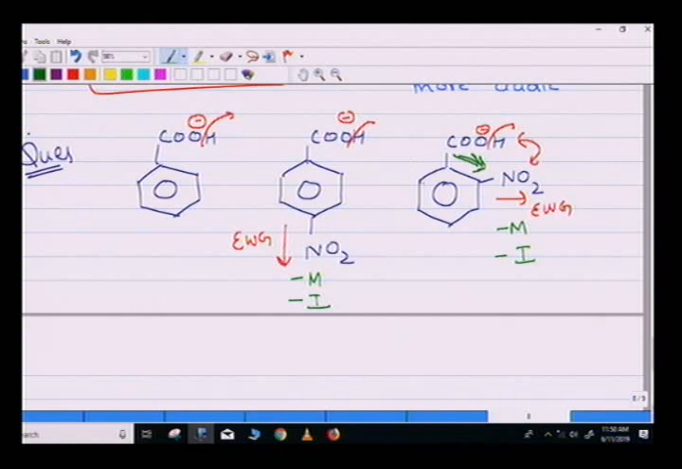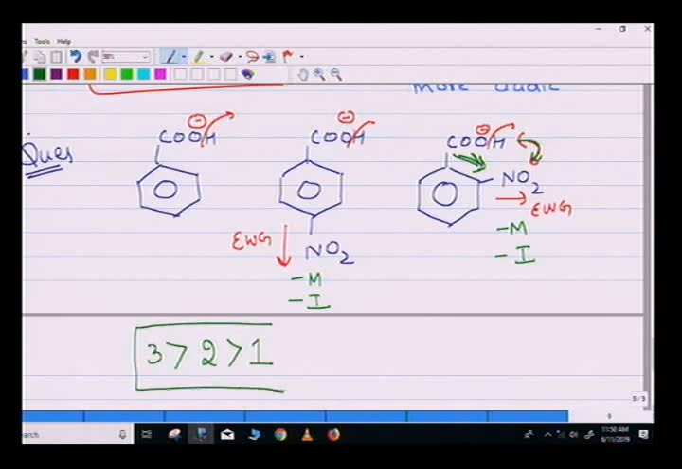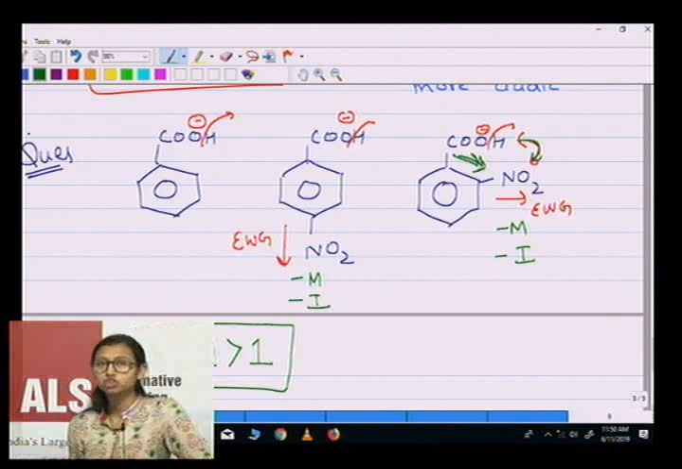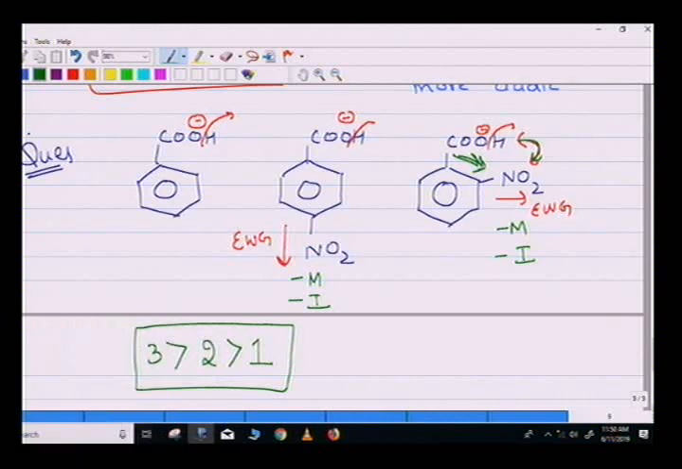So from this also you can simply check, or either you can apply the ortho effect also, that this will be the more acidic. So the answer will be 3, then it will be 2, then it will be 1. Basically we are talking about the stability of the negative charge. So this is what I am saying.